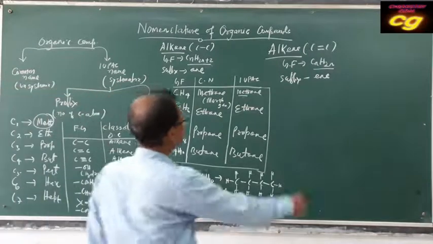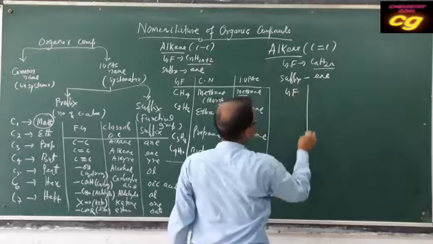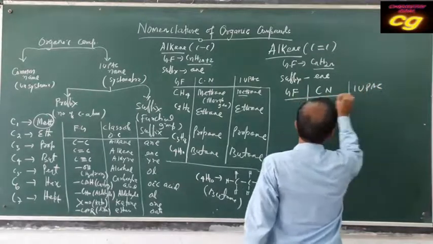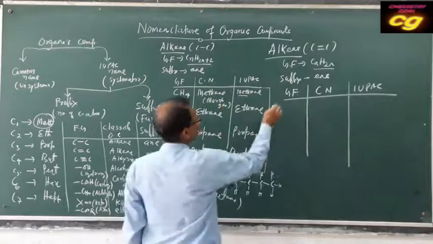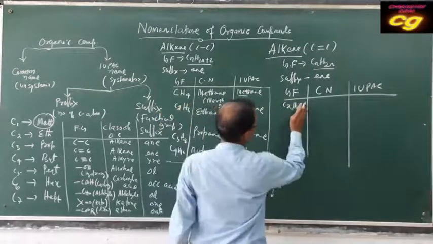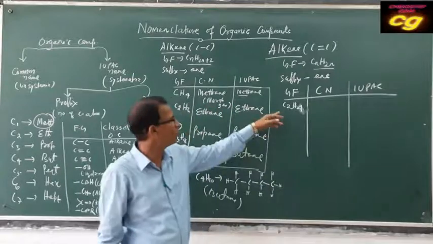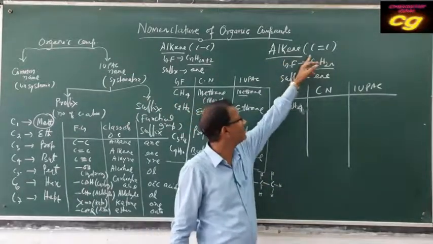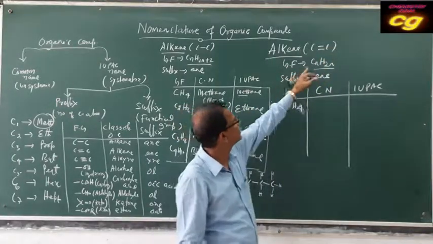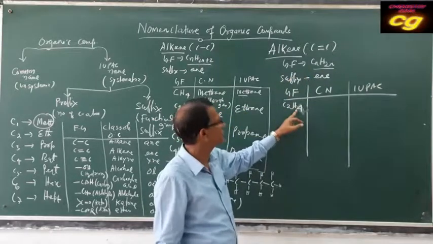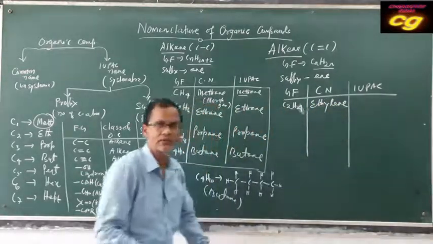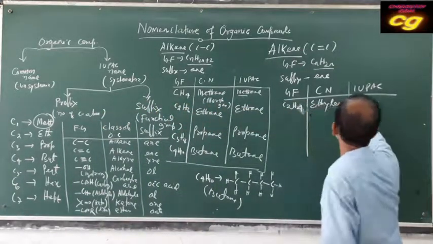Then you see the table: general formula, common name and IUPAC name. For the first, we take C2H4. Why is it C2? Why not 1 carbon? Because alkene has a carbon-carbon double bond, that's why you have to take a minimum of 2 carbon. So C2H4, the common name is ethylene, and the IUPAC name is ethene.